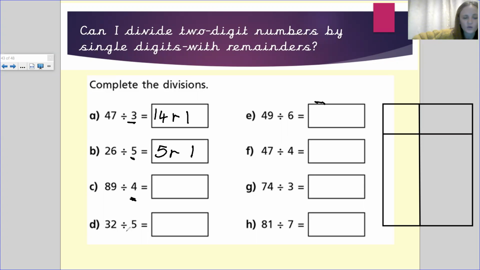89 into 4 equal groups. 32 into 5 equal groups. 49 into 6 equal groups. 47 into 4 equal groups. 74 into 3 equal groups, and 81 into 7 equal groups. And whatever doesn't fit into those equal groups will be your remainder.